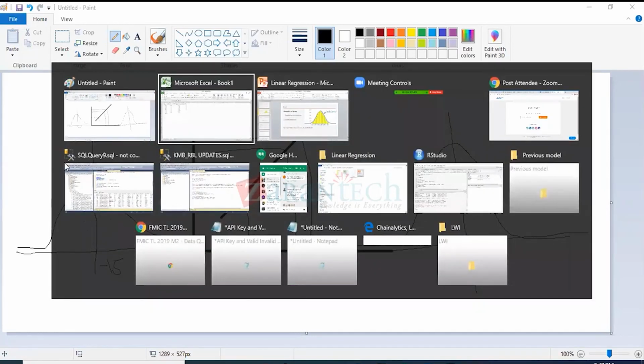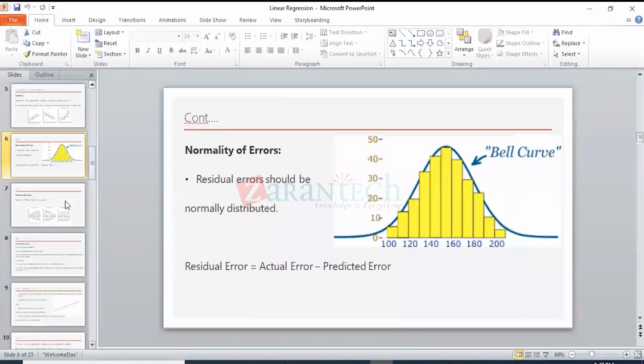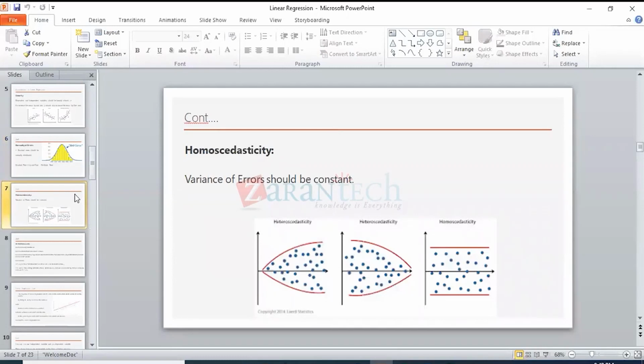Okay, so that is my second assumption. Thank you, Nikhil. Good, no problem. The next one, the third assumption, is homoscedasticity. What do I mean by homoscedasticity?